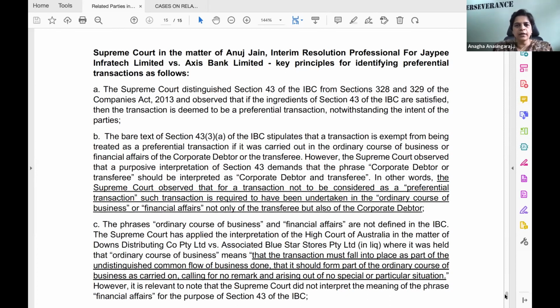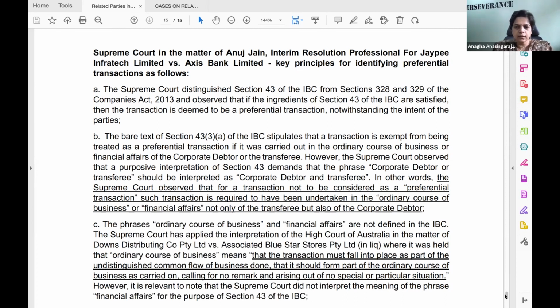So for both the parties, it should be a transaction which is in the ordinary course of business. Then only can it fall outside the purview of 43. Otherwise, it has to be included as a preferential transaction. Then, the phrases ordinary course of business and financial affairs are not defined in the IBC.